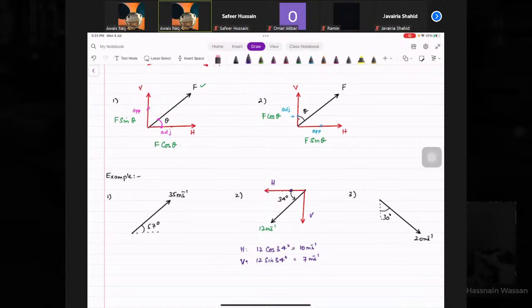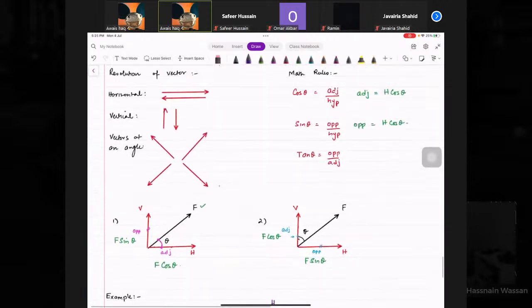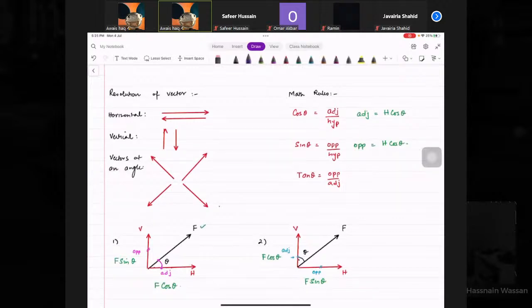So basically, Ramin, we started from here. We should understand that vectors can be of 3 types. They can be horizontal, which means right or left, vertical, which means up and down, and vectors at an angle, which means that they are at some angle, as you can see. To add or subtract right or left, you've already done it in IGCSE, so you know it's very easy. You subtract them, you add them. But vectors at an angle, you need to use cos theta, sin theta, and tan theta formulas. Okay, is it clear?